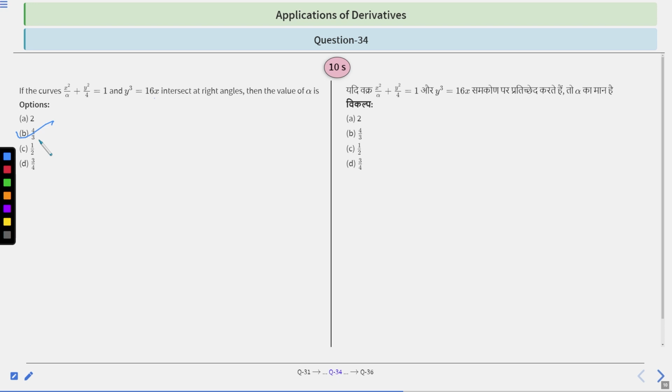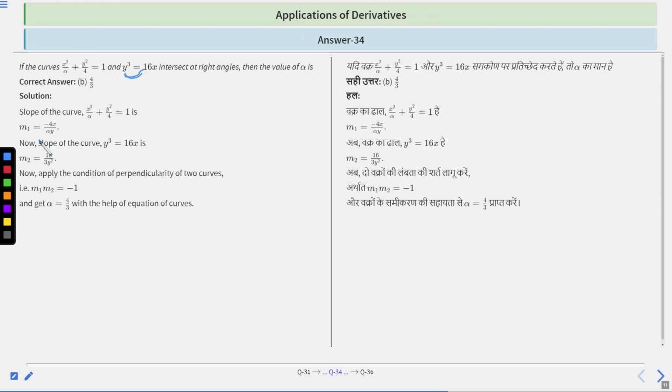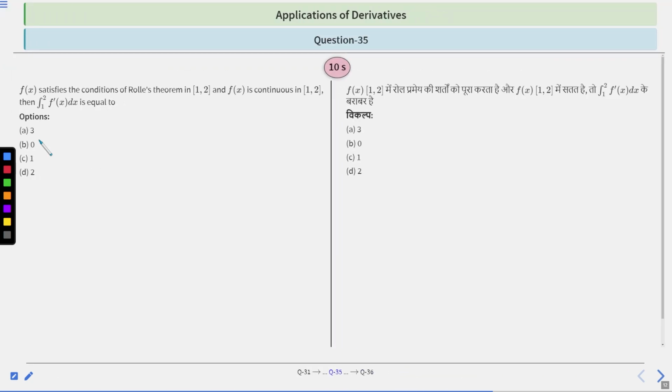Okay. Let's move to the next question. Our next question is question number 35, which says if f(x) satisfies the condition of Rolle's theorem in 1 to 2 and f(x) is continuous in 1 to 2, then we have to calculate the integration of 1 to 2 f dash x dx. Clear?